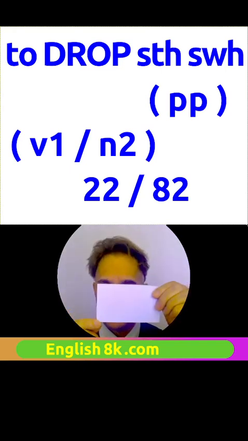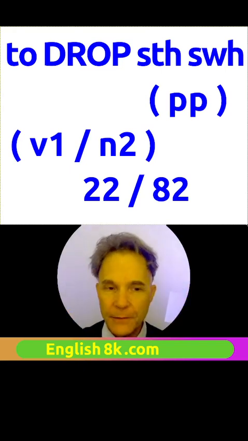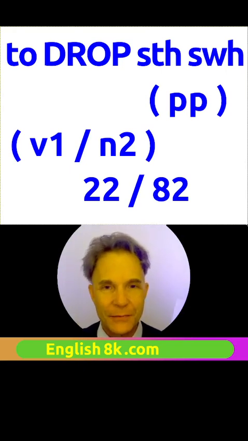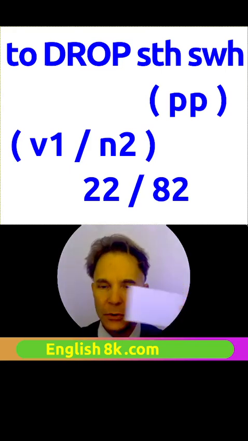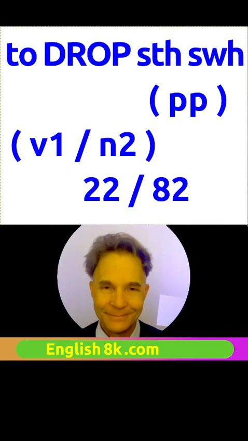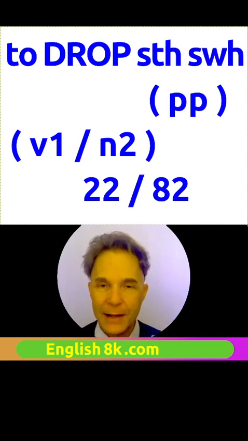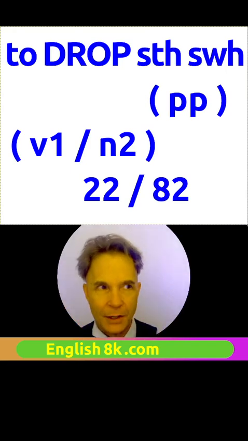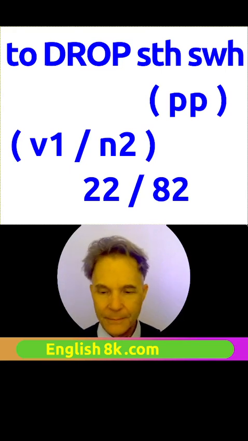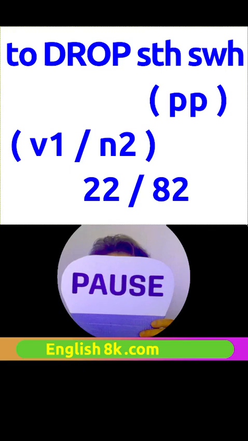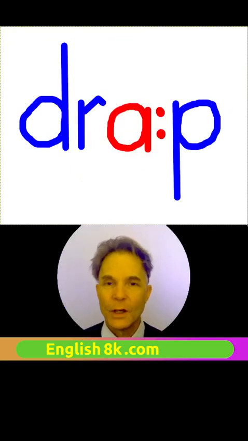Down here, V1 and 2. V1 we're doing now. It means verb, level 1. And over here, the number 22 out of 82. Now I will show you the IPA. Please write the IPA up here in the top right corner. Drop.